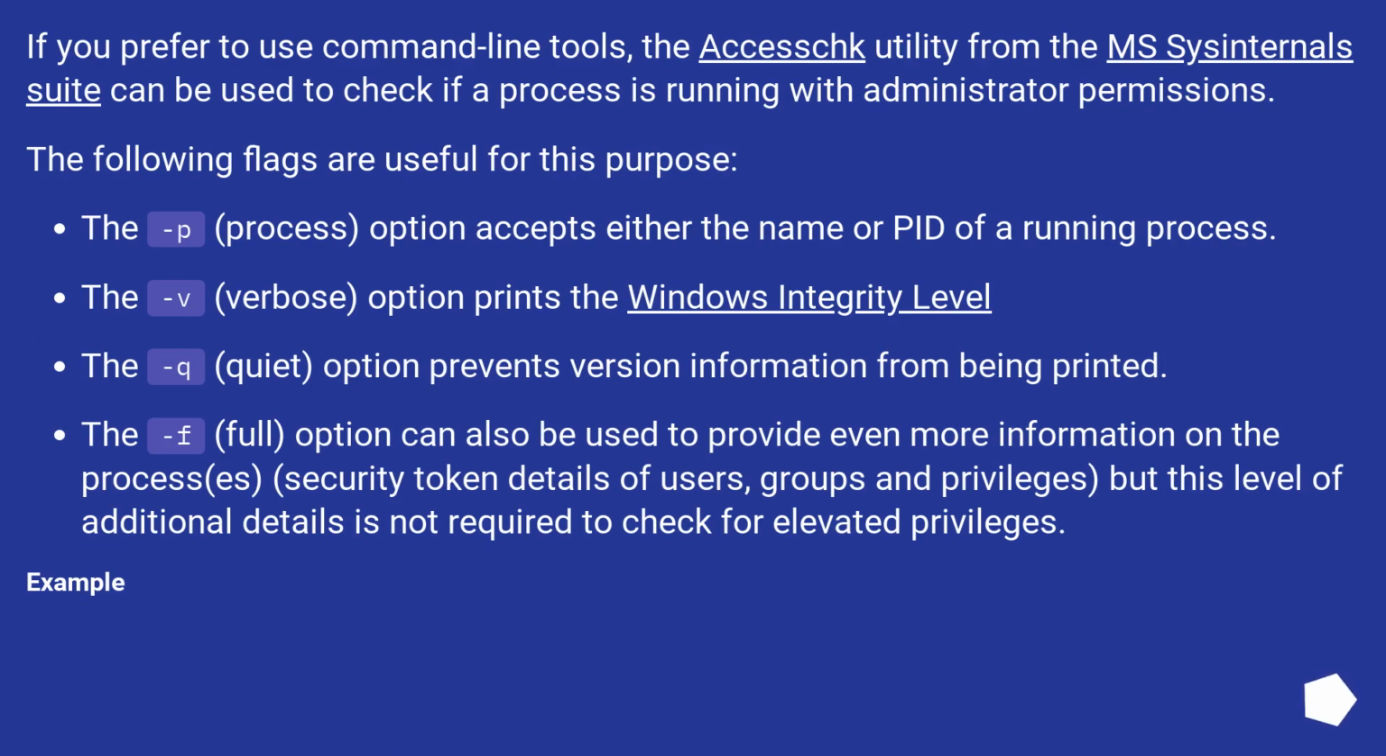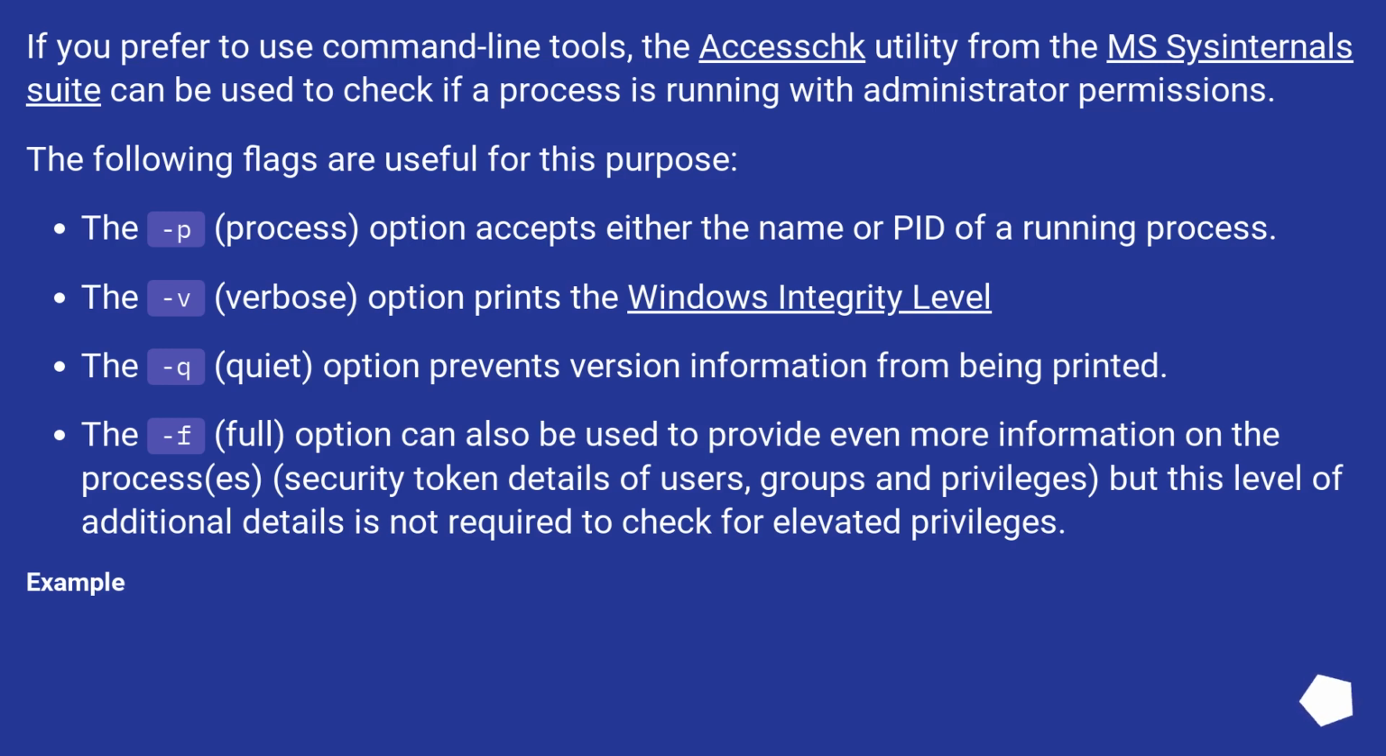If you prefer to use command line tools, the Accesschk utility from the Sysinternals suite can be used to check if a process is running with administrator permissions. The following flags are useful for this purpose. The -p (process) option accepts either the name or PID of a running process.